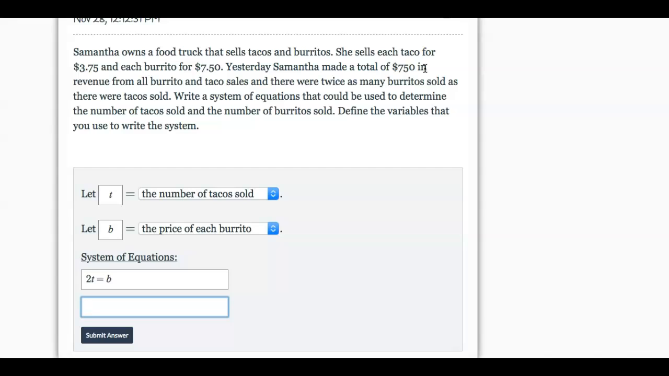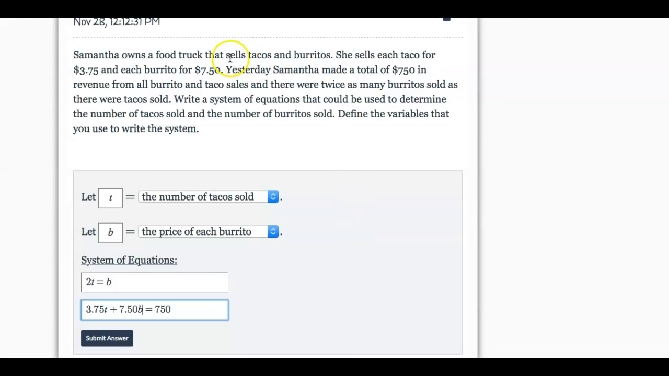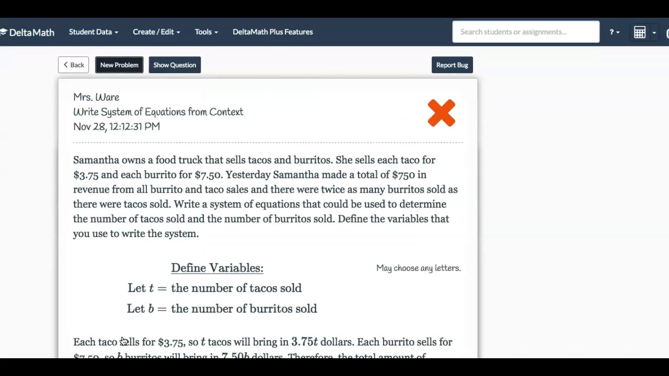Then we're going to use the fact that there were $750 brought in. So I'm going to have something equal to 750. Well, what equals 750? Well, the money brought in from the tacos, which would be $3.75. Whoops, I need a decimal there. Times the number of tacos. 3.75 times however many tacos I sold, plus the number brought in from burritos, which is $7.50 times my burritos. Okay, so that's my 2 pieces of information. I make an equation out of them, submit my answer, click yes.